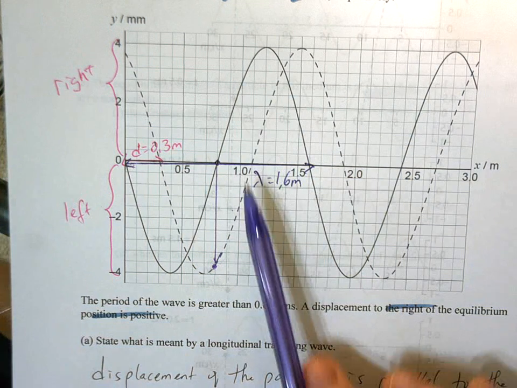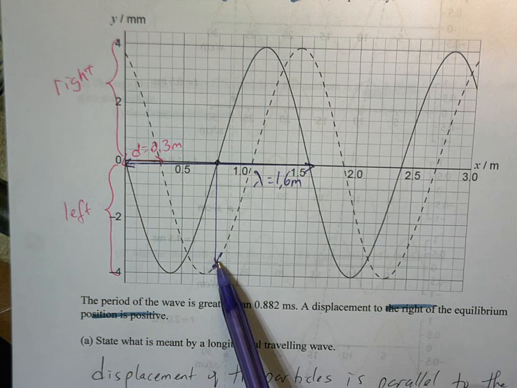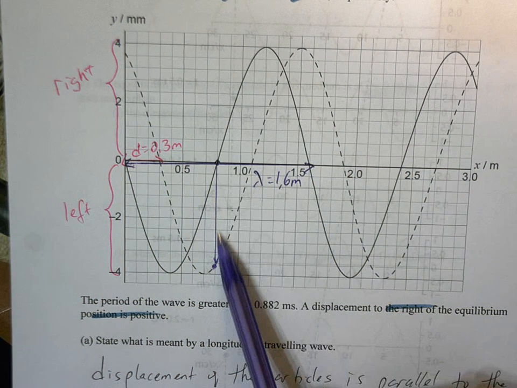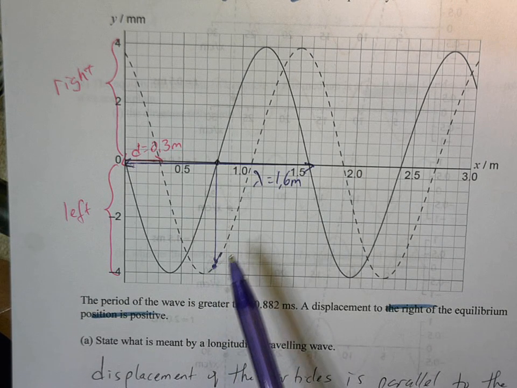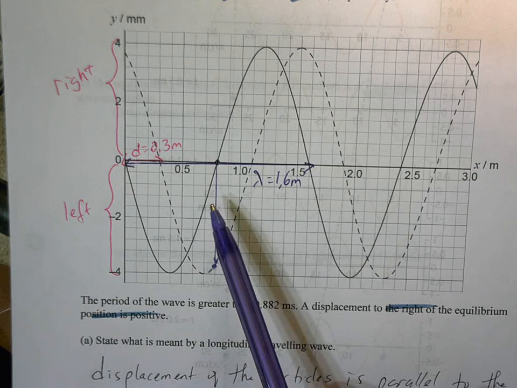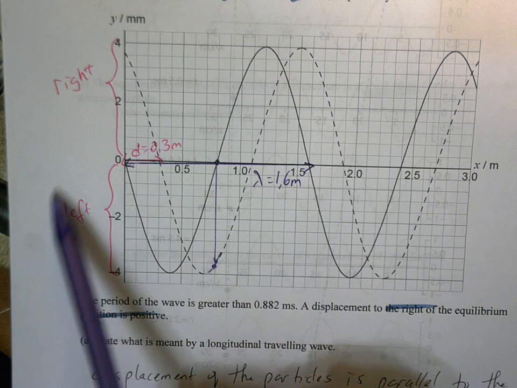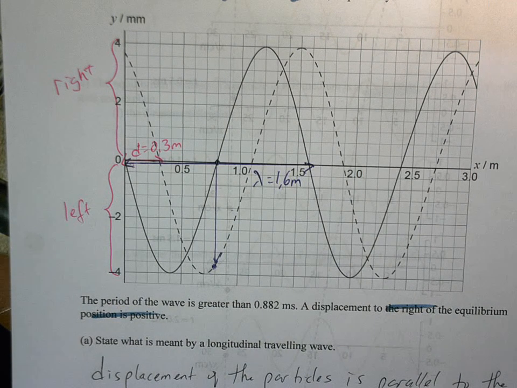So 0.882 milliseconds later, this particle has shifted down on this graph. This is where it's now located. If it's going down on the graph, we were told that right represents positive. What that's telling us is that this particle has displaced to the left.